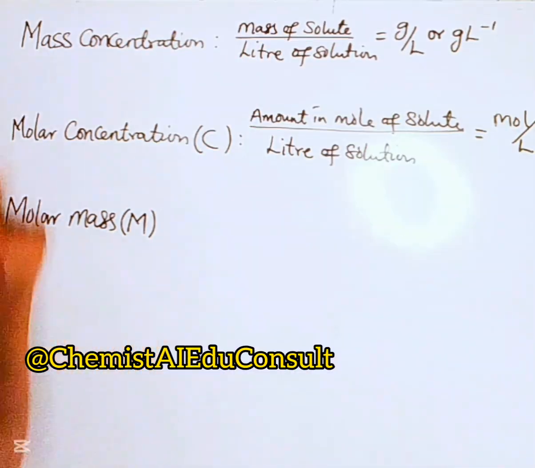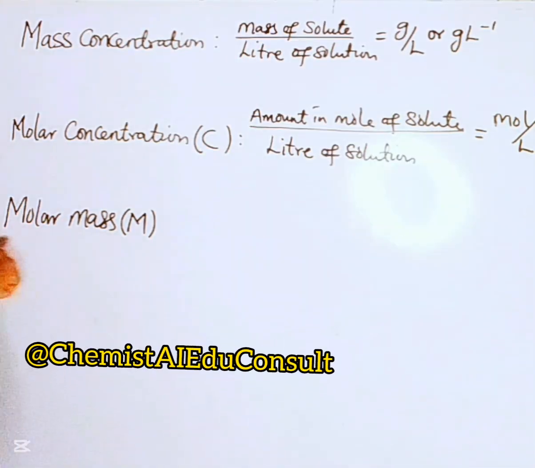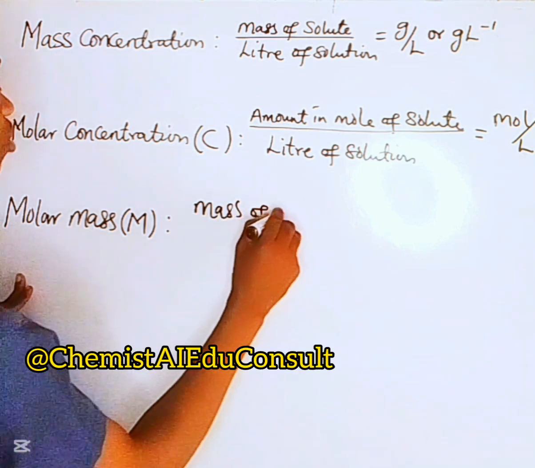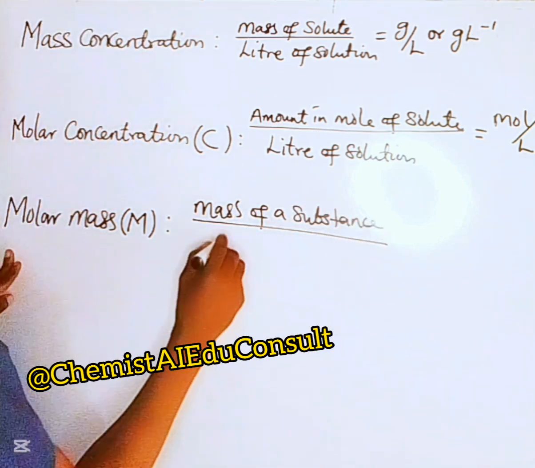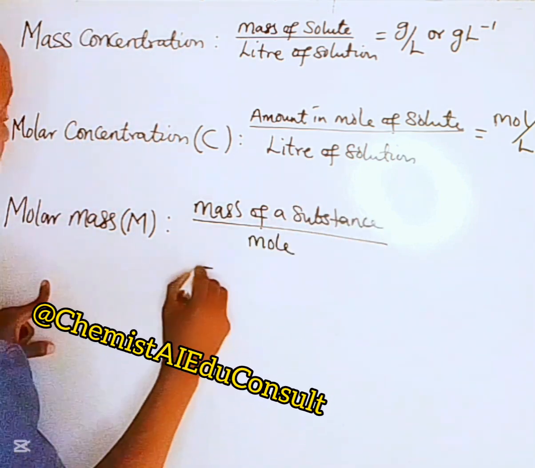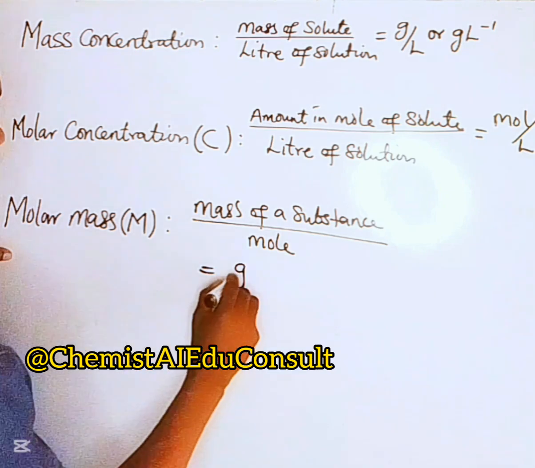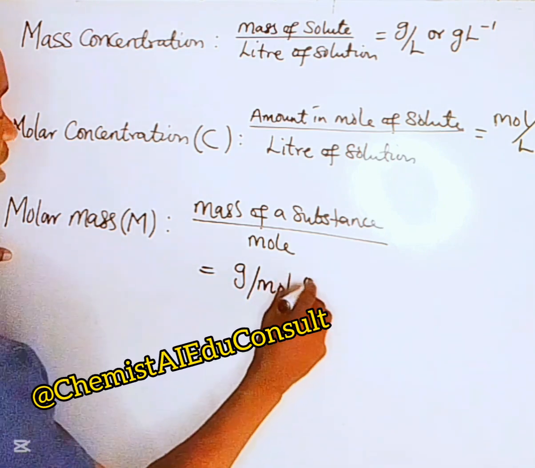Molar mass is simply mass of a substance per unit mole. Mass of any substance divided by amount in mole. This implies that the unit is gram per mole. Or you express it as this.